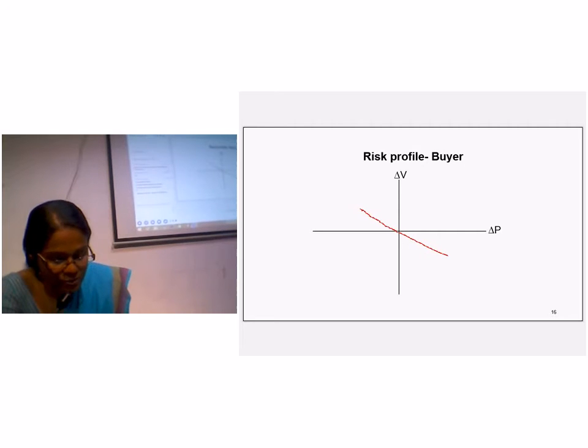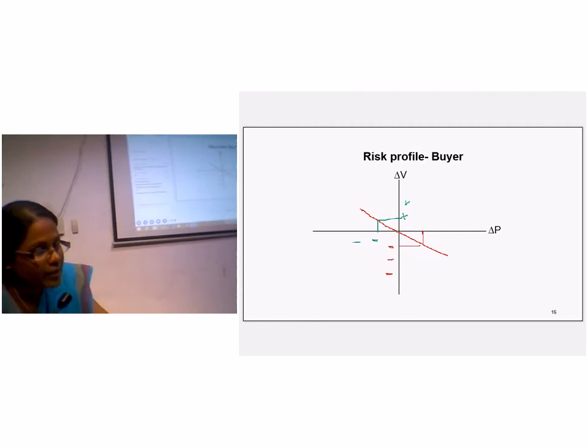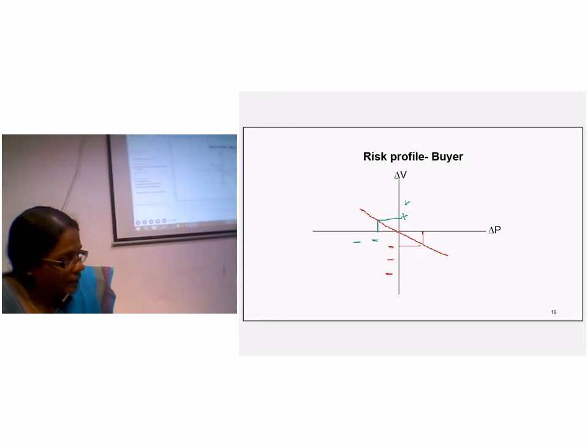Firm value will decrease. So that's why with the increase in prices, your values have gone to the negative side, right? When prices are reducing, the change has become minus, and you can see the firm values are on the positive side. Clear? Okay. So that is from the buyer's point of view.